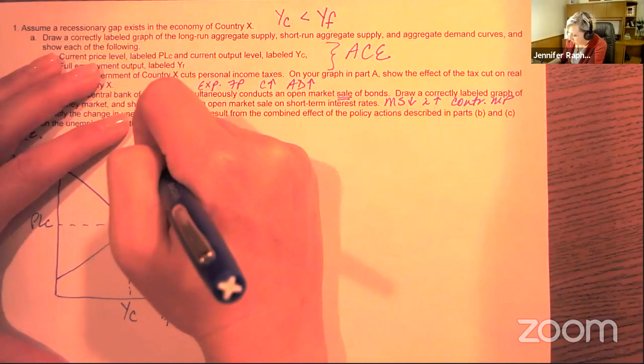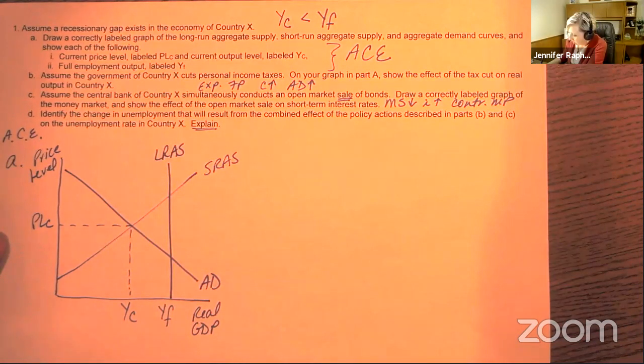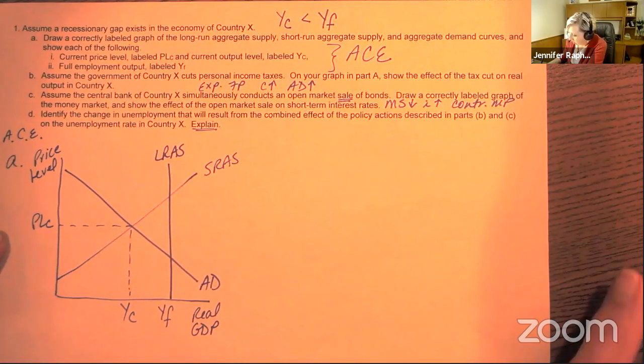So part B, we've already read, we already know we're looking at some expansionary fiscal policy, and we know we're going to increase aggregate demand. We show an increase in aggregate demand by shifting the aggregate demand curve to the right.